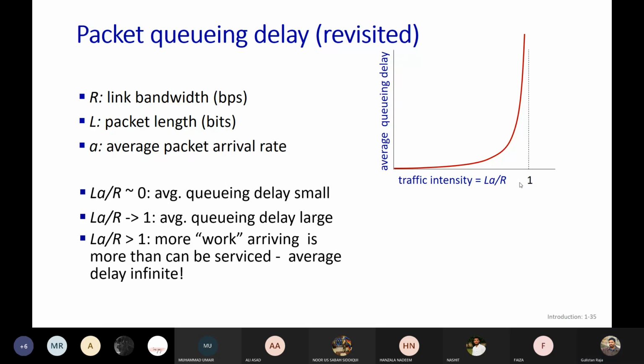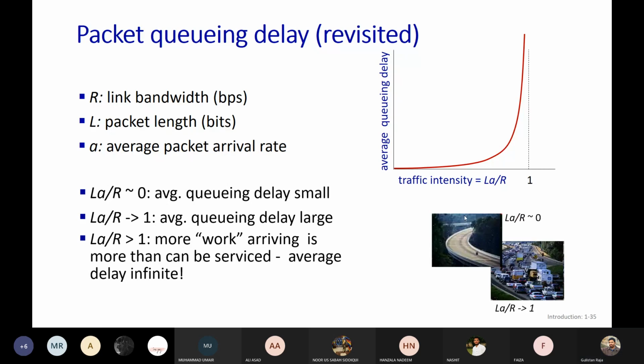Okay, Ji. Any questions? So this is like this. LA by R equal to 0 means, look at this, your highway is only having a single car. And LA by R greater than 1 or maybe equal to 1, look at this, highway is having a lot of cars. Just for analogy purpose. Okay, Ji. Any question?